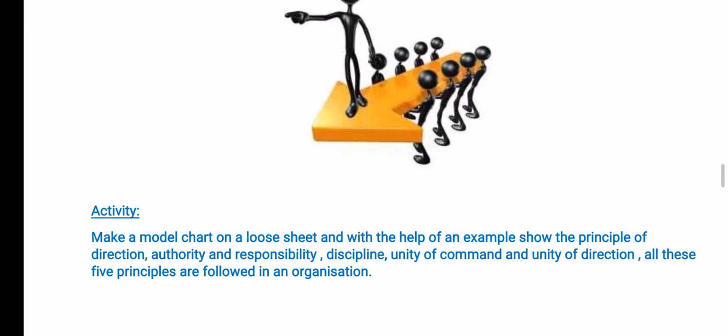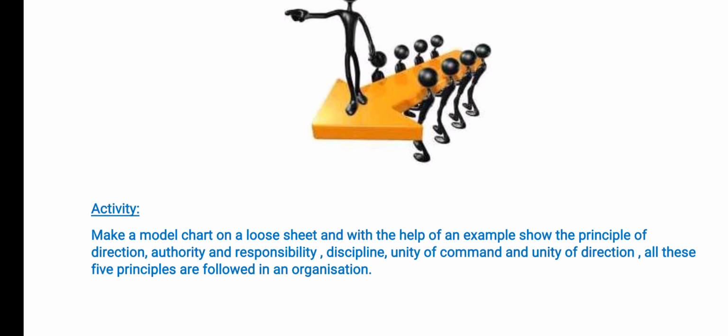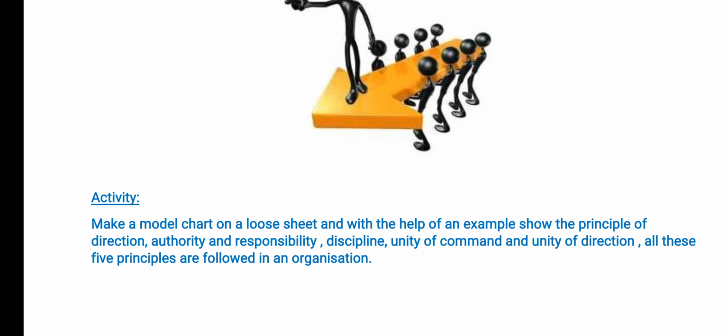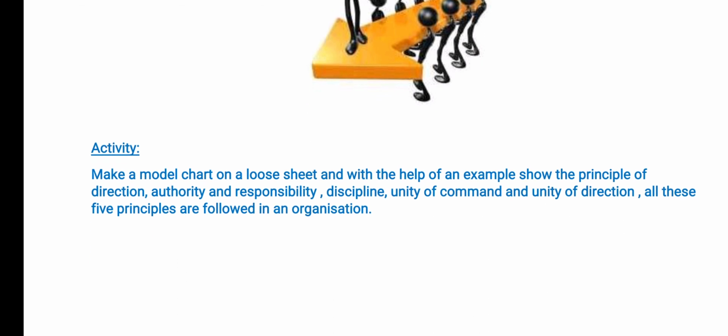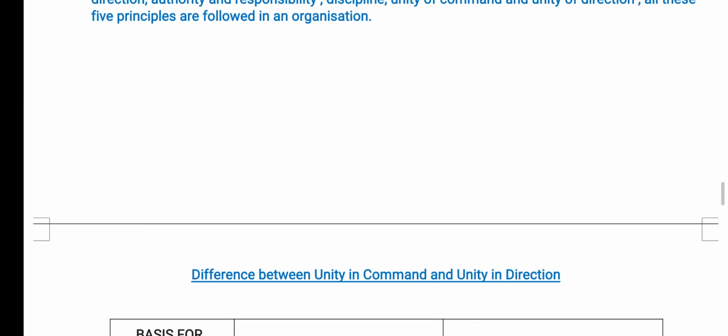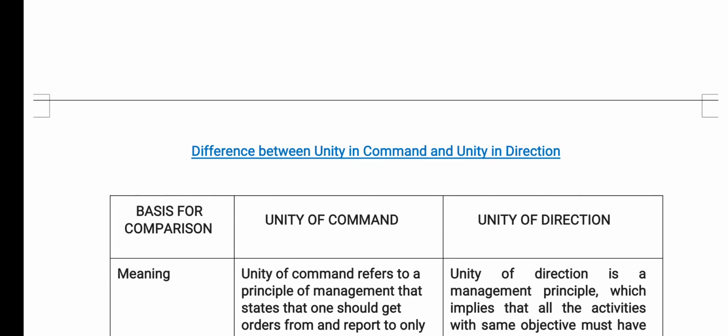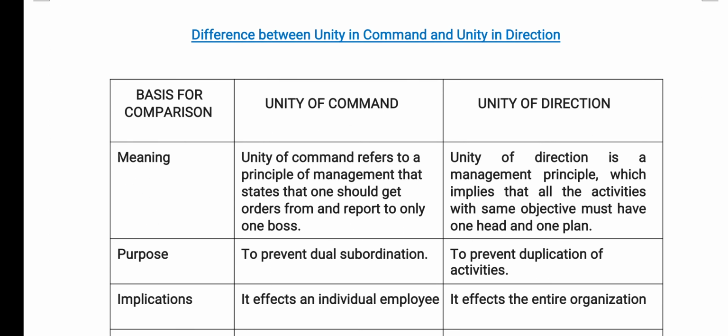I have given you one activity also through which you have to make a model on a loose sheet with the help of an example to show the principles which we have learned today: principle of direction, authority and responsibility, discipline, unity of command and unity of direction, which are followed in an organization. You have to make a model chart in which you show these all principles are equally followed by an organization to achieve its goal.